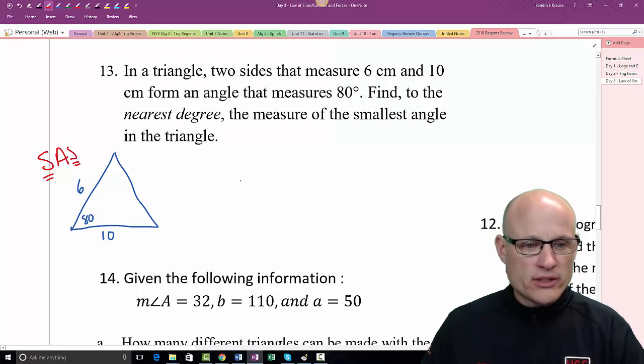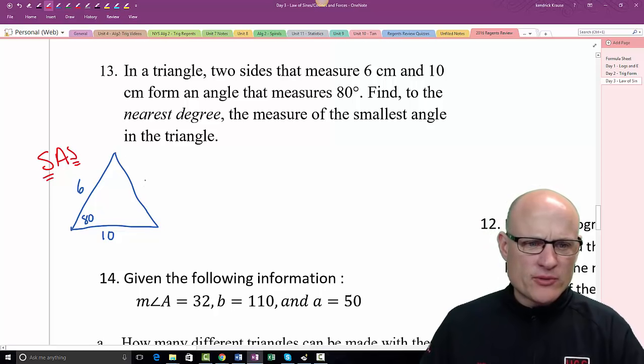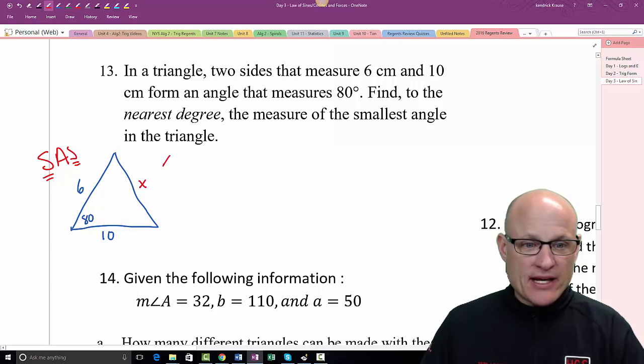Well, oh, wait a second now. Actually, the first thing I've got to do is find this side. So I guess this would be like a 4-point question. First we've got to find this side, maybe. I think I can find that side. Let's find that side. X squared is equal to.